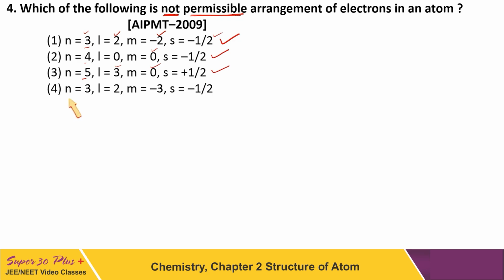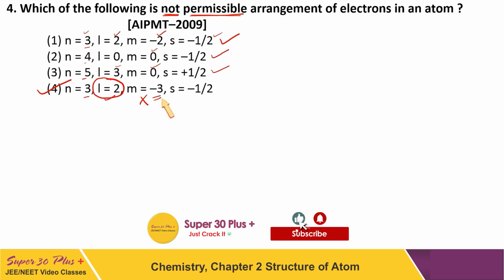Now what about the fourth one? If the value of principal quantum number is 3, value of azimuthal quantum number could be 0, 1, 2. Now this is correct. But if the value of azimuthal quantum number is 2, how can you say that magnetic quantum number is minus 3? Because magnetic quantum number is always from minus L to plus L. So this is not in range, and this set of quantum numbers is not permissible. So the right answer of this question will be option number 4. Now this set is not permissible.